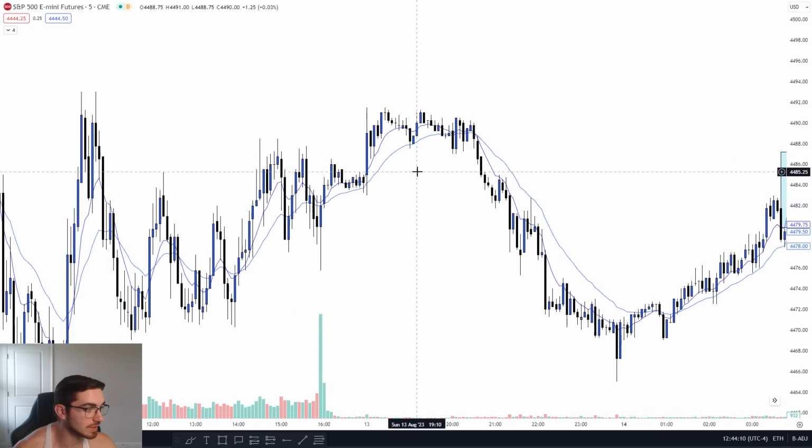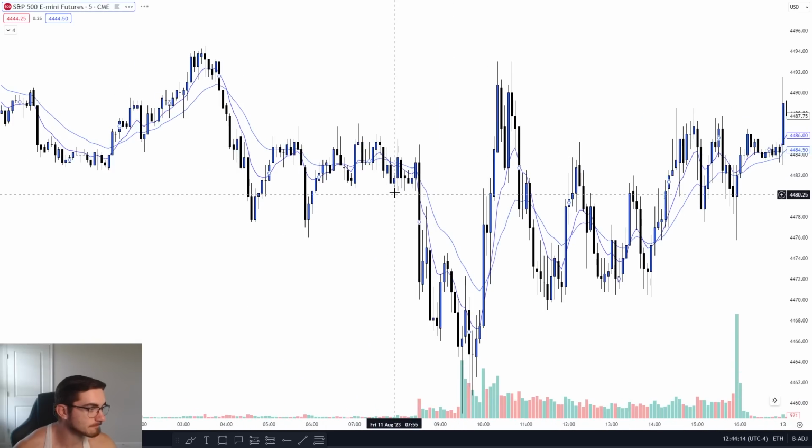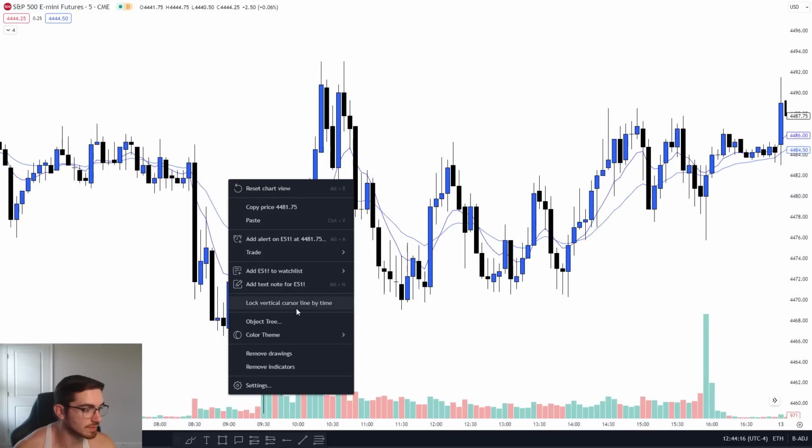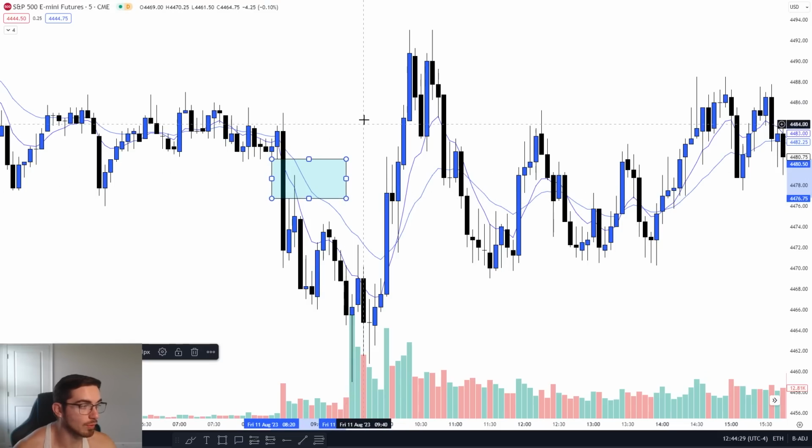Let's see if we can find, almost hit that one right there. Here's a good one right here, actually. So go ahead and draw this. You can see that we had this low right here before a strong aggressive move to the downside at 8:30. Again, setting up for a fair value gap. So you would just take that low to that high point right there.